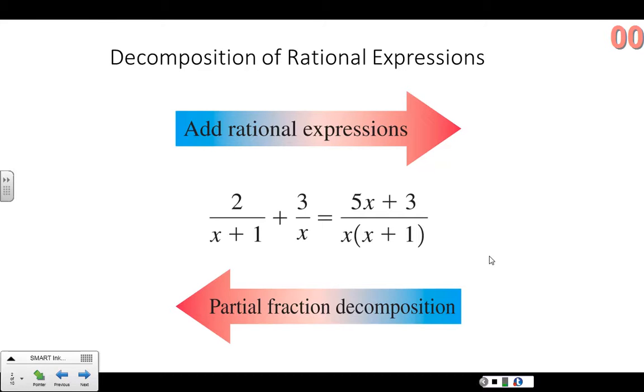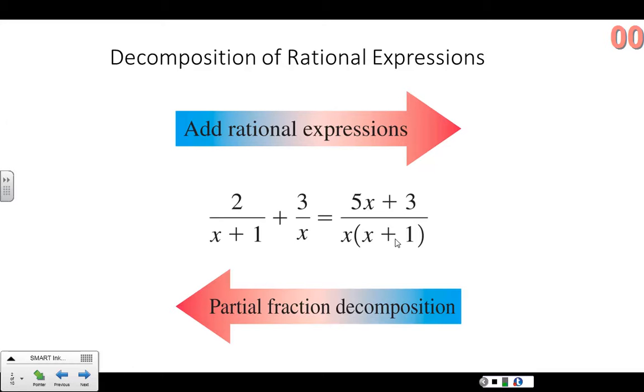Decomposition of rational expressions. In your earlier algebra courses, you were given two rational expressions, or algebraic fractions, for example, 2 over x plus 1 plus 3 over x. You had to get a common denominator, rewrite your fractions, and combine those into one fraction. So this is your combined answer here.